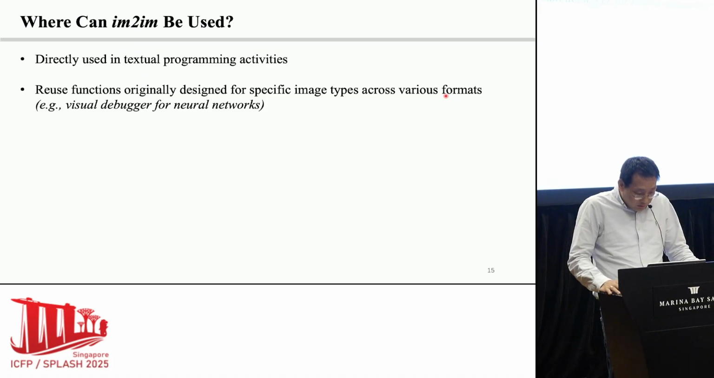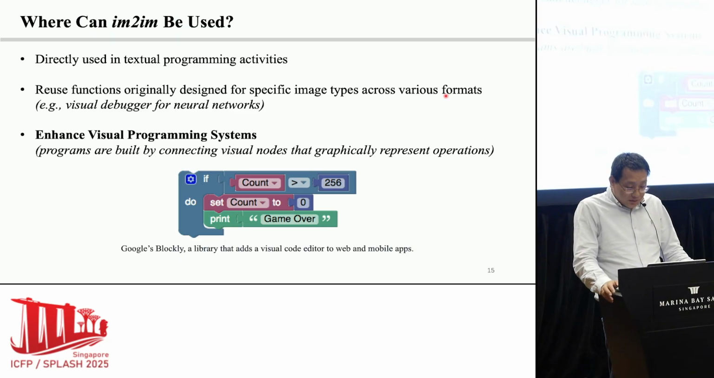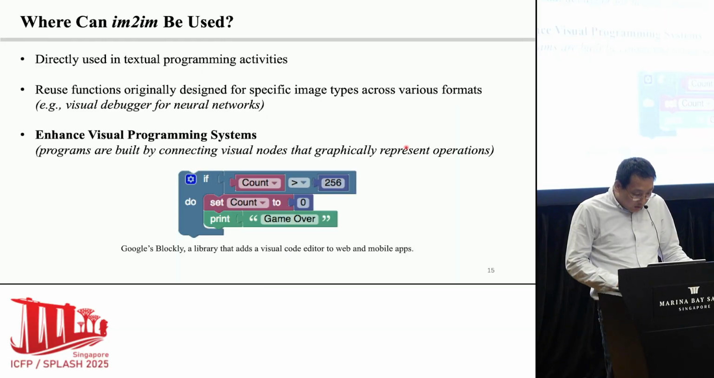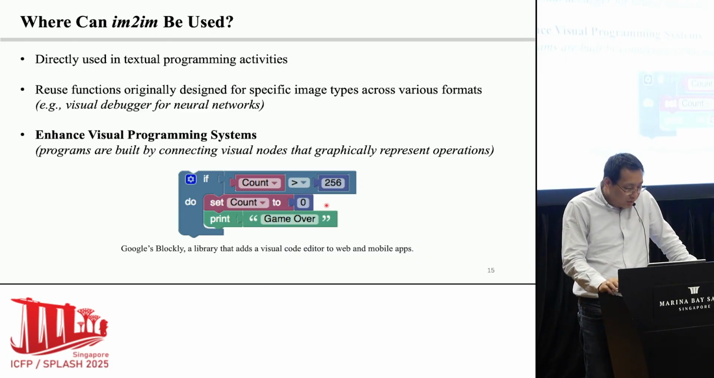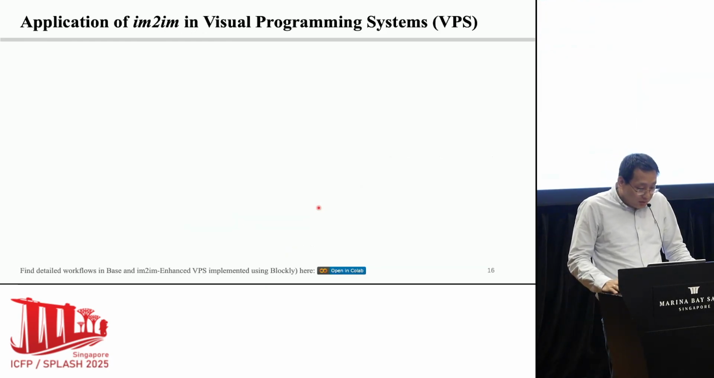Most importantly, it can be used to enhance visual programming systems. Visual programming systems are environments where programs are built by connecting visual nodes. Each node represents an operation graphically. As you can see, this is a very simple Blockly example. So it has more practical application in enhancing visual programming systems.